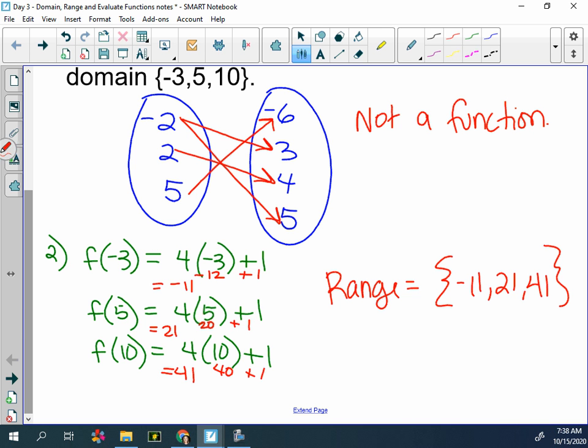So input, output, that is called function notation. So it's just a way to preserve what number I plugged in versus just having y equals -11. Well, then you have to go back and say, well, what did I plug in to get -11? Okay, so it's just another way of writing x and y.